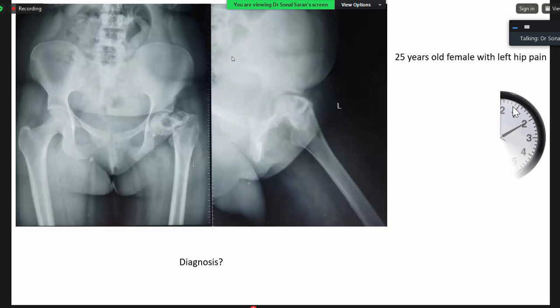Okay, a left hip fracture is there, but is it pathological or is it just a fracture? Yes, it is a pathological fracture. FD, partially correct. Lytic lesion in the neck, right? All right. Some are saying ABC.